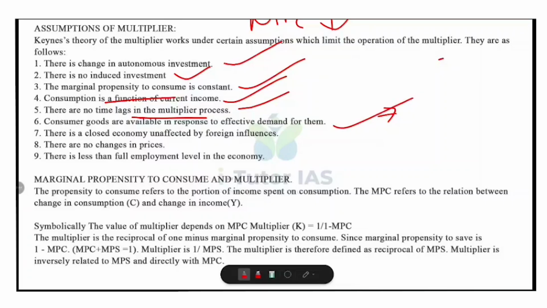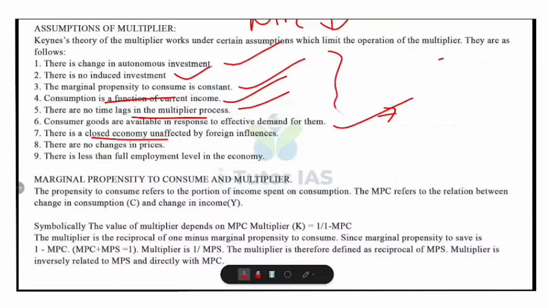When demand increases due to higher income, enough consumer goods must be available in the market to meet their demand. Otherwise, prices will rise instead of output, breaking the multiplier effect. Next assumption is that there is a closed economy. That is, there is no foreign trade. This means no imports or exports. All spending and income circulation happens within the domestic economy.